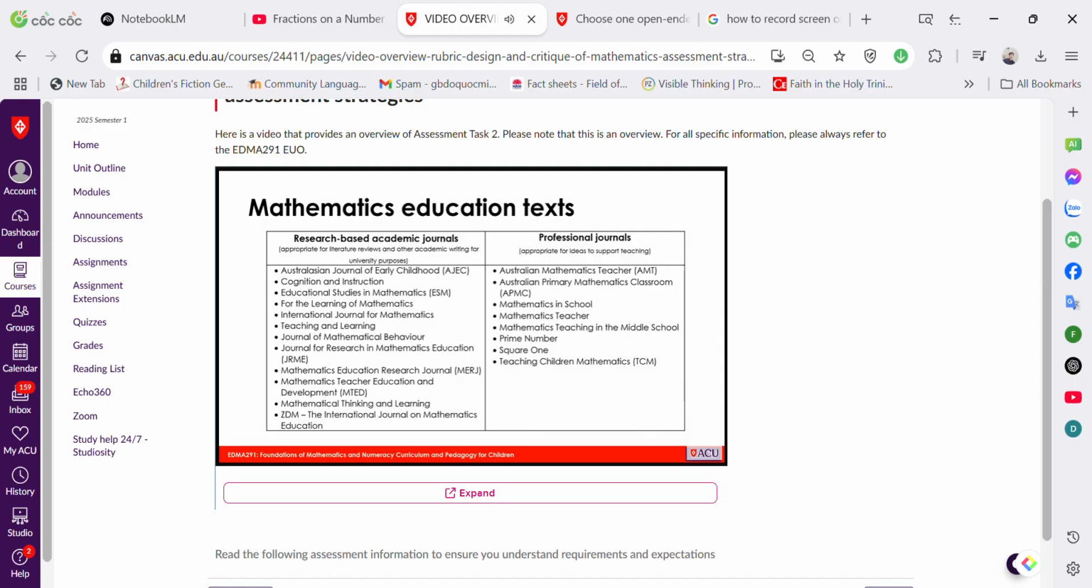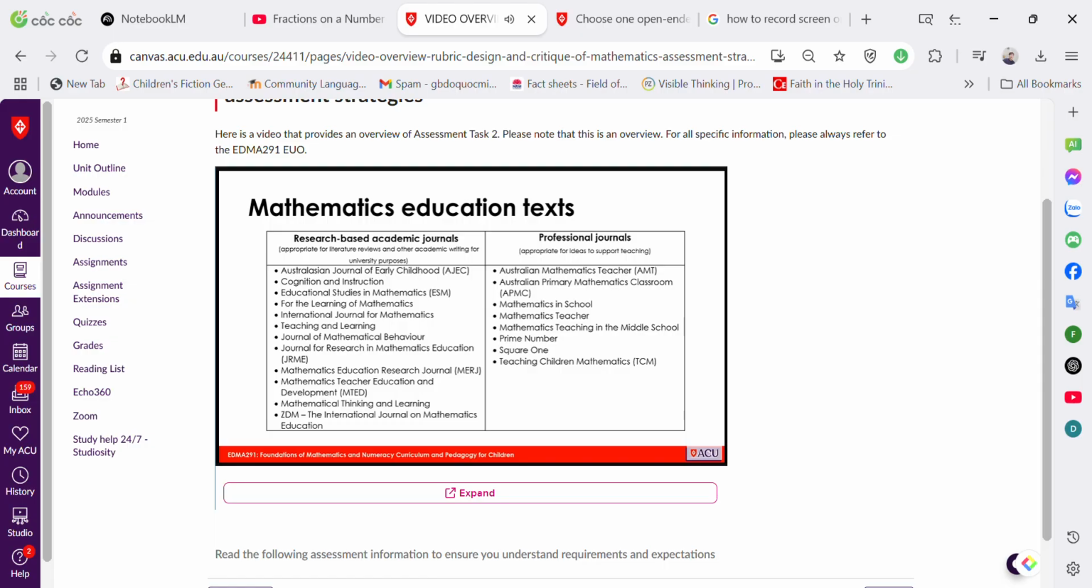If you're not sure where to start, I've got some advice in the EDMA 291 unit outline, but here are some sources that you might check out. We've got access to all of these in our ECU database. So when you go to the library site, you can click into journals, you can type the name of the journal, and then you can start to search within the journals by putting in something like mathematics assessment interviews. See what hits you might get.